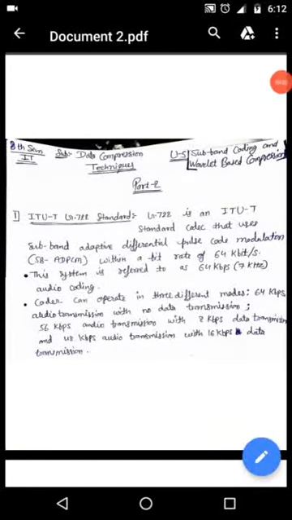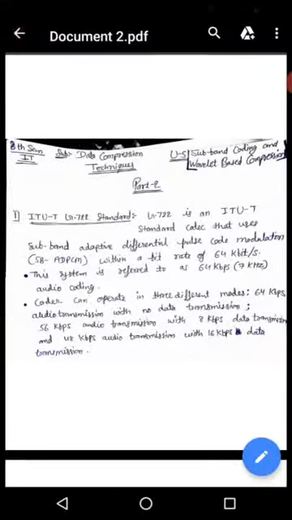Hello everyone, welcome to Data Compression Technique video lecture. In this session, we are learning about subband coding and wavelet-based compression. Today's topic is G.722 standard and MPEG audio compression.